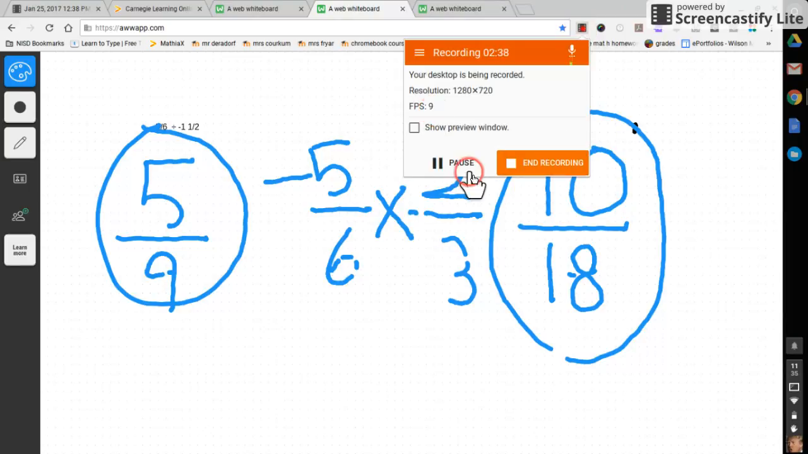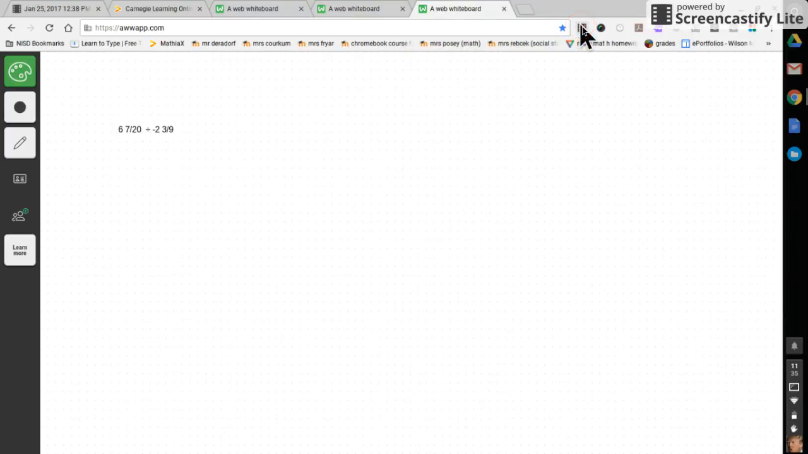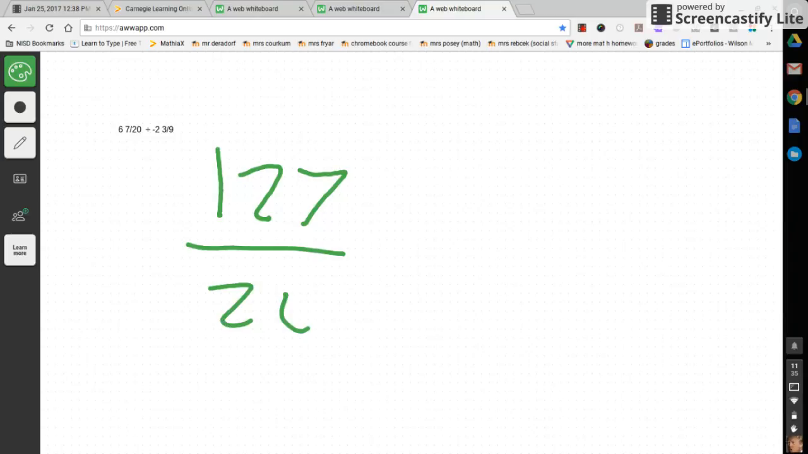So now we'll go to the third problem. Let's move on to the next problem. It is 6 7/20 divided by negative 2 3/9 for the last problem. Before we SOAR, we are going to need to change all the mixed numbers into improper fractions. Then we end up with 127 over 20 and 9 over 21 when you SOAR.